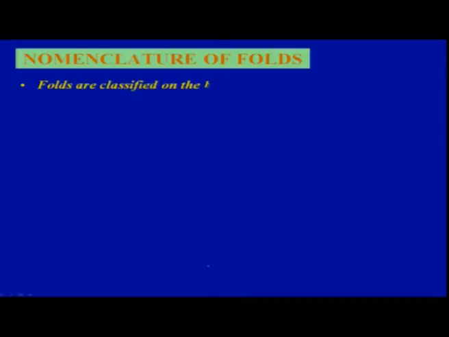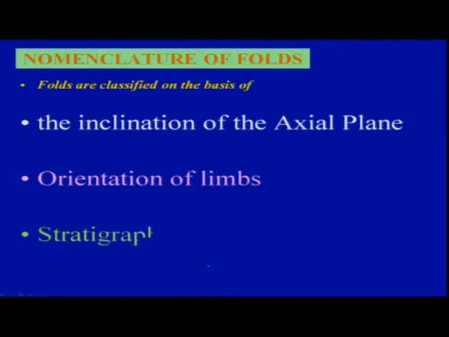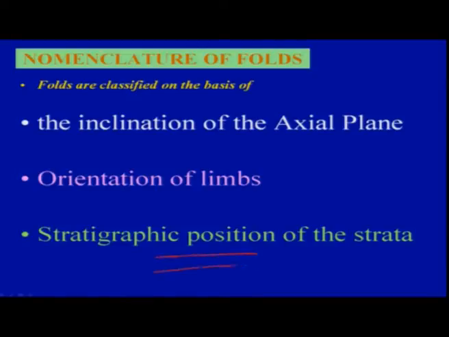So, nomenclature for the folds. Folds are classified on the basis of, one, the inclination of the axial plane, which is also important, and the orientation of the limbs. Based on this we will be doing the classification mainly, and of course, the stratigraphic position of the strata, which is very important, because initially all the layers will be deposited horizontally. So, we have all the layers deposited horizontally, and when they are subjected to forces, then folds come up.